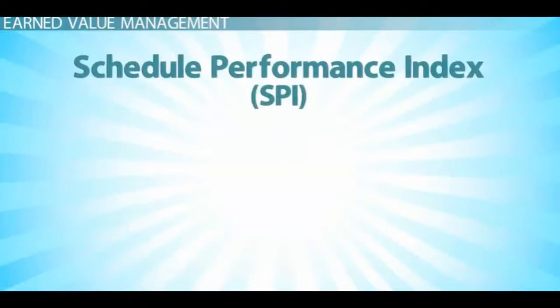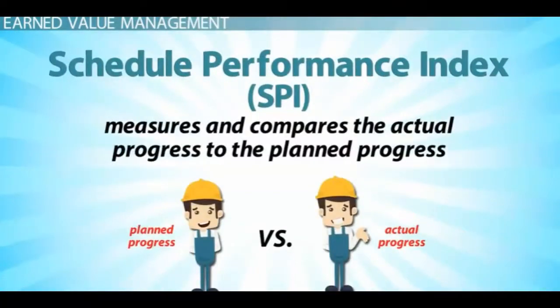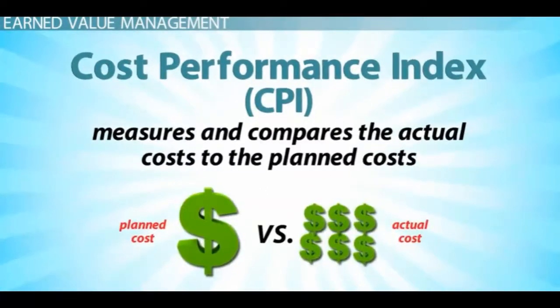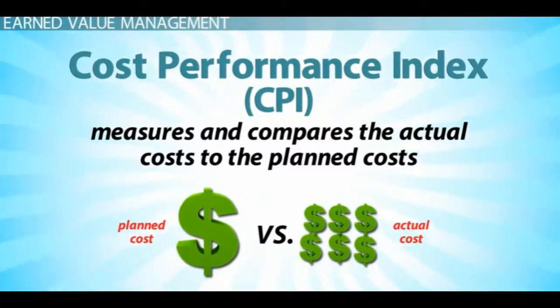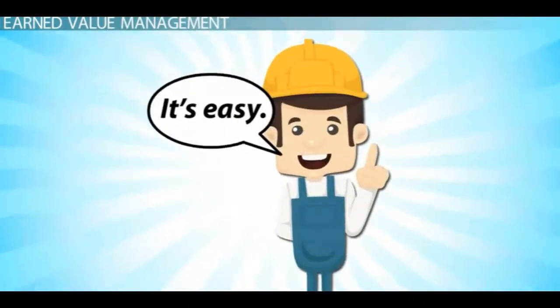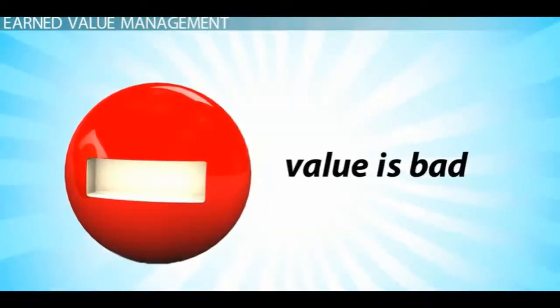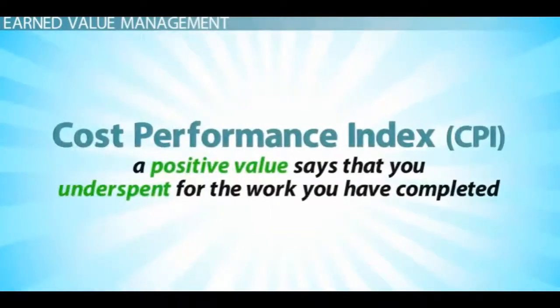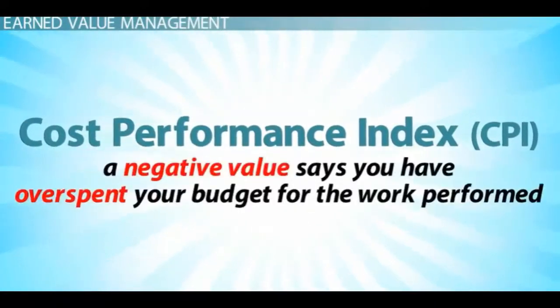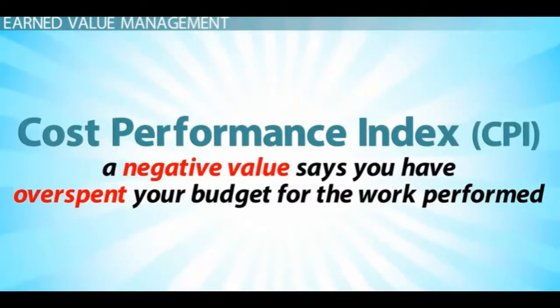Once you have values for the work scheduled, the budgeted cost of work performed, and the actual costs, you can calculate a Schedule Performance Index, SPI, which measures and compares the actual progress to the planned progress, and a Cost Performance Index, CPI, which measures and compares the actual costs to the planned costs. Interpretation of these two indices is straightforward and easy. A positive value is good and a negative value is bad. So, for CPI, a positive value says that you underspent for the work you've completed, while a negative value says you have overspent your budget for the work performed.